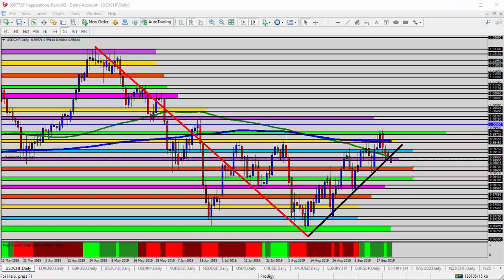Today we're taking a look at the USDCHF, the US dollar versus the Swiss franc. For today's trade analysis, two different trends here on this daily time frame. The red trend line, of course, clearly a long-term downtrend. Periods of rising even within the downtrend as always.